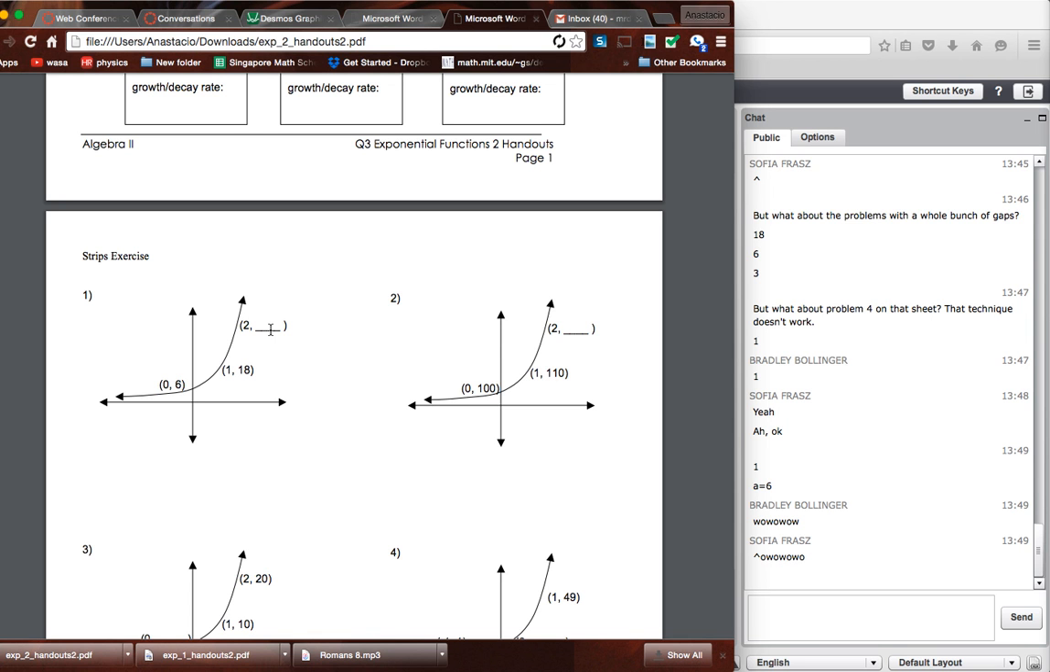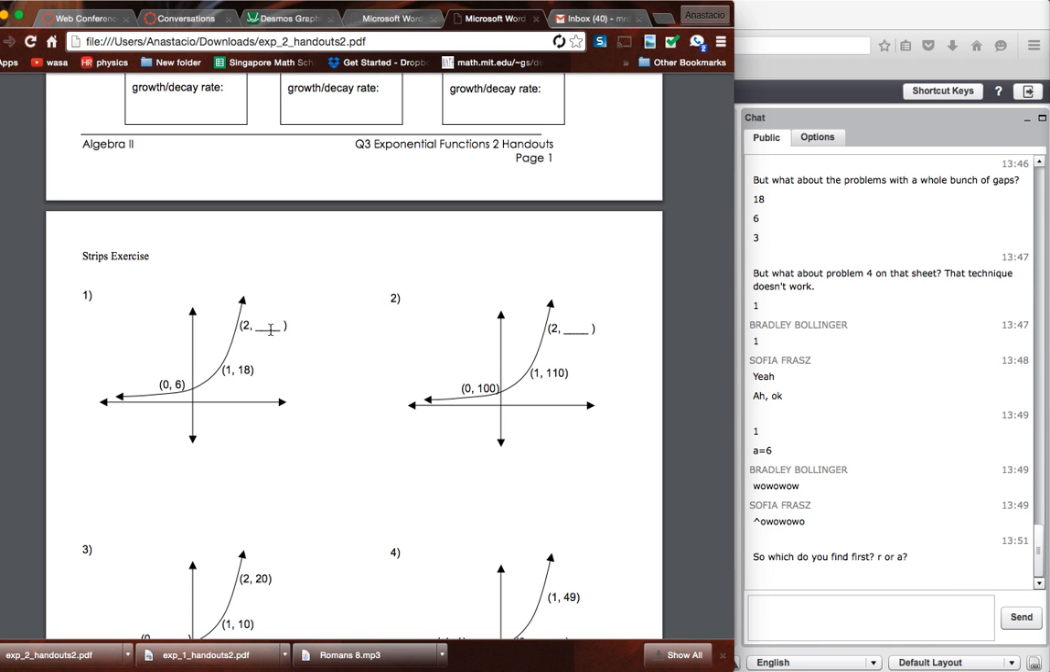And that a value is that classic a value that adjusts our y-intercept. It's just like what we did in quarter 2. This is why I made such a big deal out of gummy bears. Personally, Sophia, I would figure out what the ratio is first. And then after that, I would figure out what your r value is. We cool?